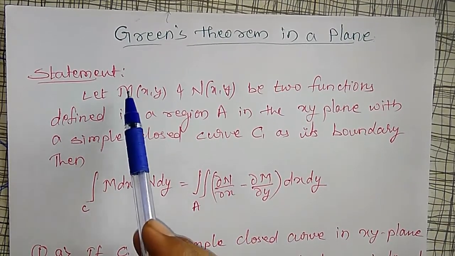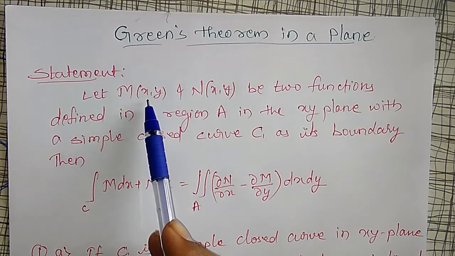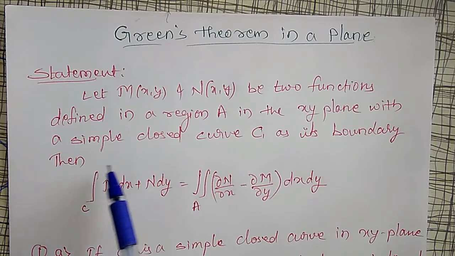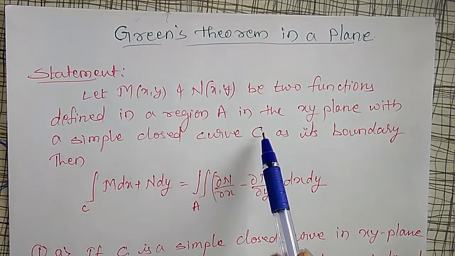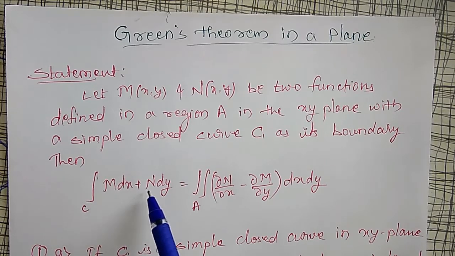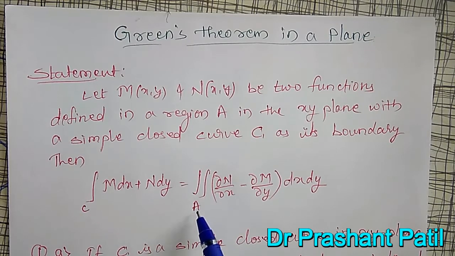Let M(x,y) and N(x,y) be two functions with the variables x and y, defined in the region A in the xy plane with a simple closed curve C. That region A is bounded by this simple closed curve C. Then the line integration over the curve C, M dx plus N dy, is equal to the double integration over the region A, dou N by dou x minus dou M by dou y, dx dy.